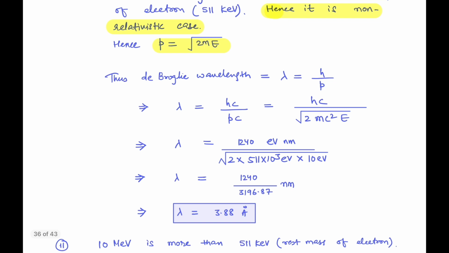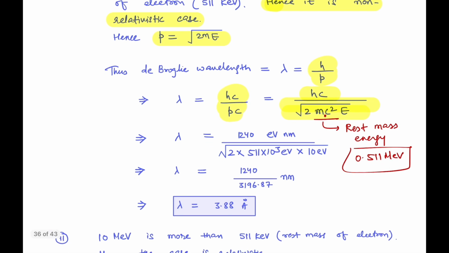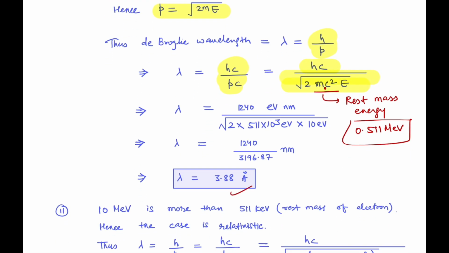Lambda is h by p, and when you multiply h by p with c and c, we get hc divided by under root 2 m naught c square E. I'm calling it m naught c square because it is the way most books use it; m naught c square is the rest mass energy. The rest mass energy for the electron is well known, that is 0.511 million electron volt. It is the ready-made answer. When you substitute such values, you get lambda to be 3.88 angstrom.